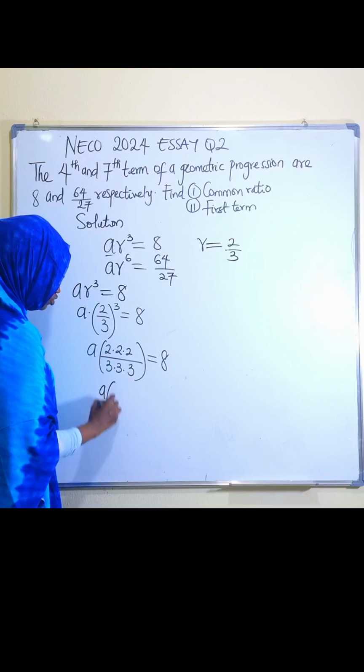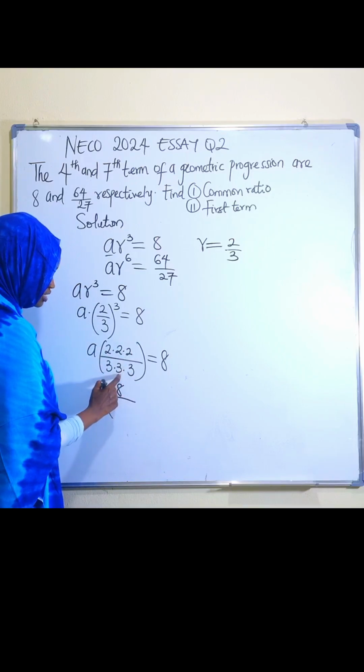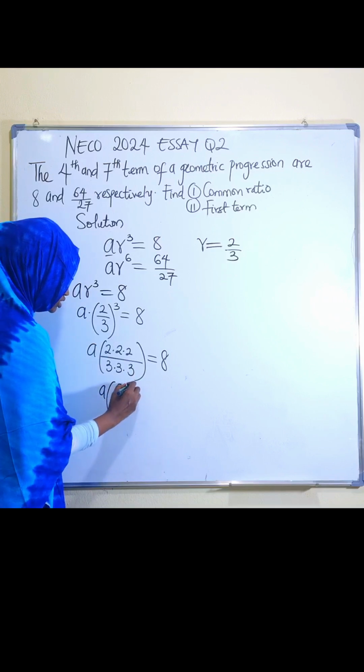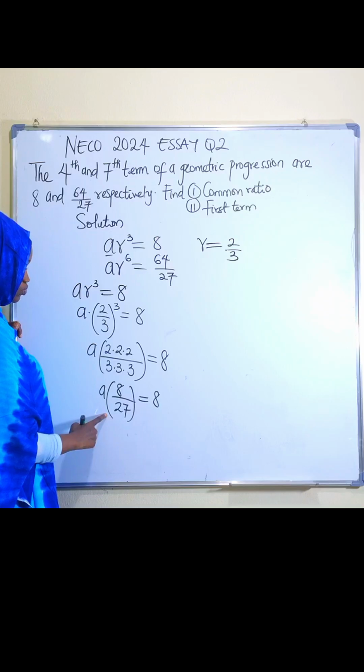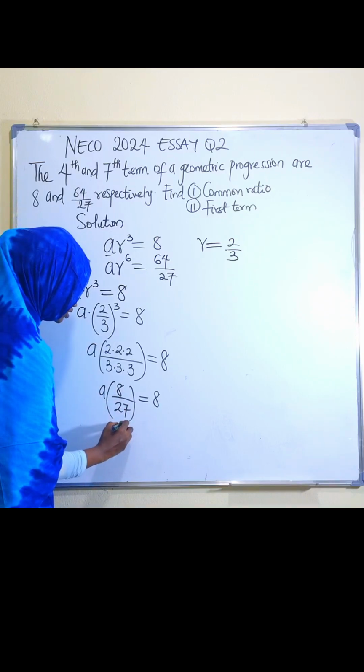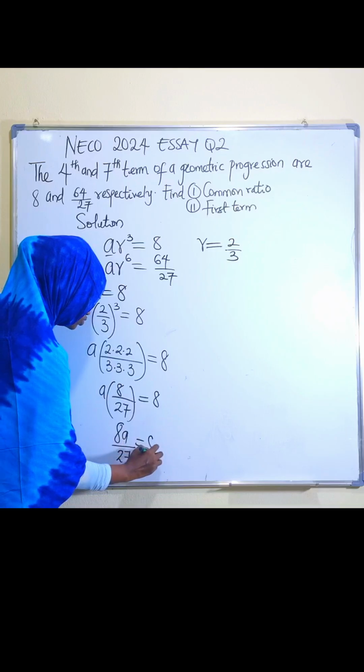So we have a open bracket. 2 times 2 is 4, 4 times 2 is 8. So 3 times 3 times 3 gives us what? 27. Alright, so this is equal to 8. So this is something like saying what? 8 times a here is what? 8a over what? 27 is equal to 8.